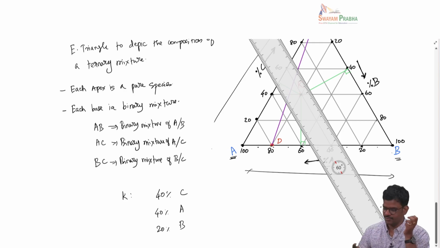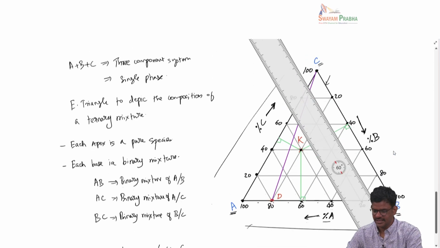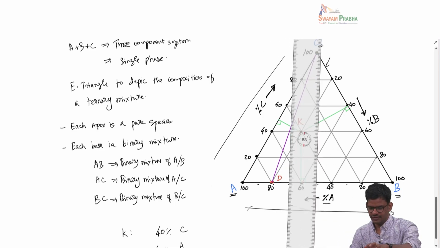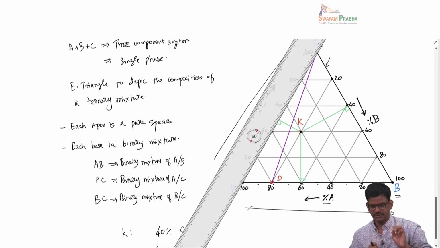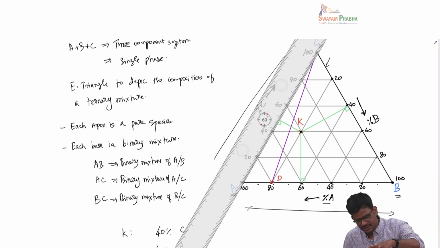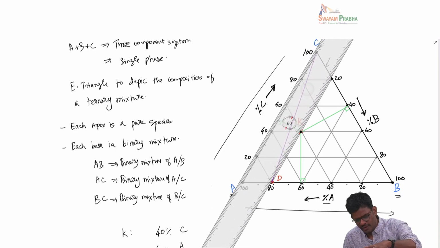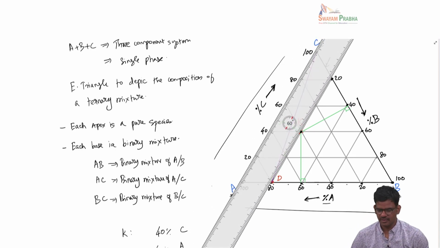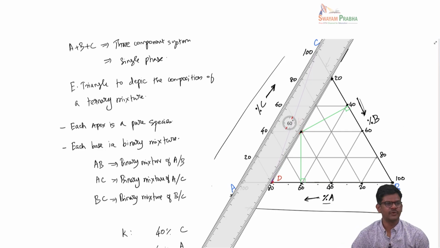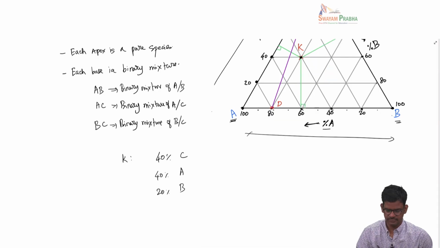Now you can directly write B will be 20% because the sum of the composition should be 100%, but you can also read from the graph that B is 0 along the line AC. So I am going to move this line like this. This is line AC where B is 0, and I move this ruler to point K, and B is incrementing along this line. This line cuts the point somewhere here, so I know it is 20% B. So that's what we have mentioned here.